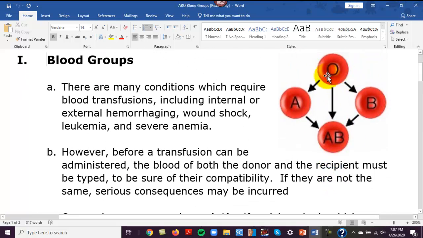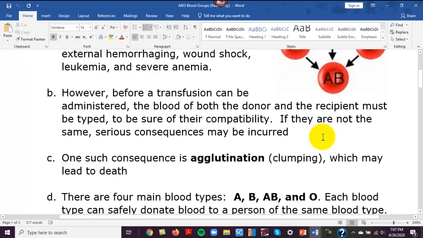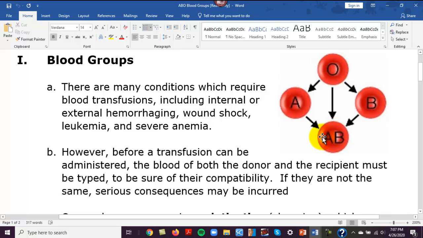Here is a nice little diagram. It's showing O as a universal donor and AB as a universal recipient. The only catch there is the plus and the minus. So there are all kinds of reasons a person would need a blood transfusion. Loss of blood, like it says there, external hemorrhaging, internal hemorrhaging, shock, leukemia, severe anemia, all kinds of reasons.